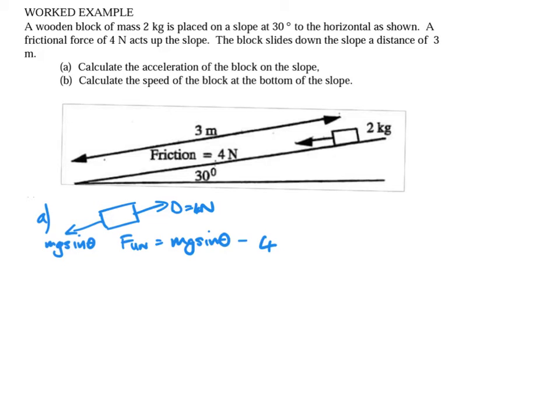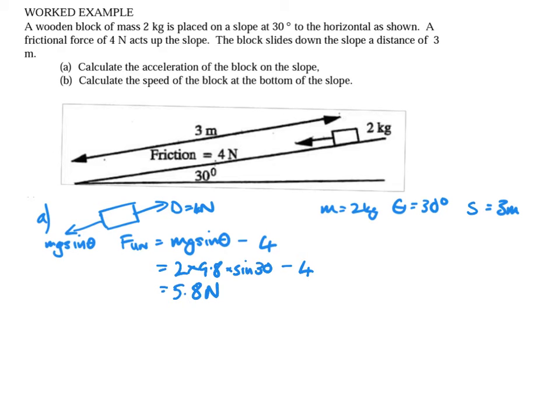We can now calculate, we've got the mass of the object is 2 kilograms. We know that theta is 30 degrees. And we've also got a distance of 3 meters that we've not used yet. Actually, I'm going to have to call that s. So now I can go ahead and work out the unbalanced force. 2 times 9.8 times sine 30, all take away 4, plug into your calculator, it gives you 5.8 newtons.